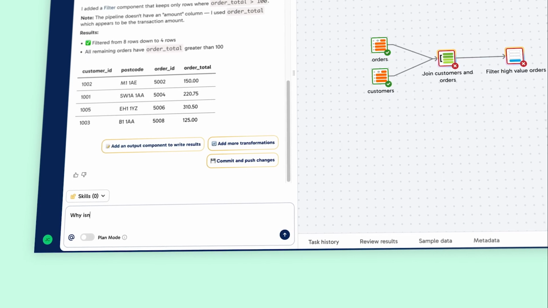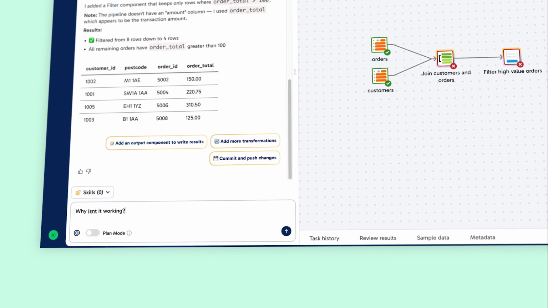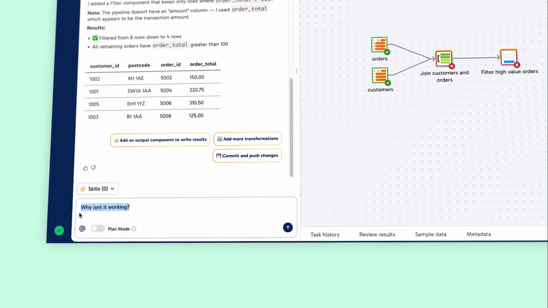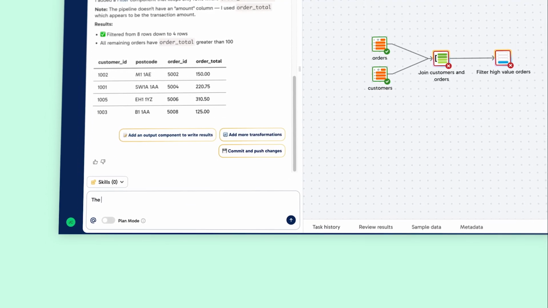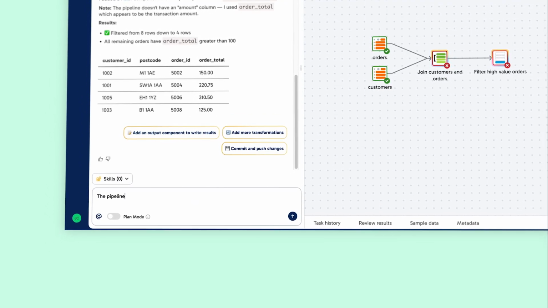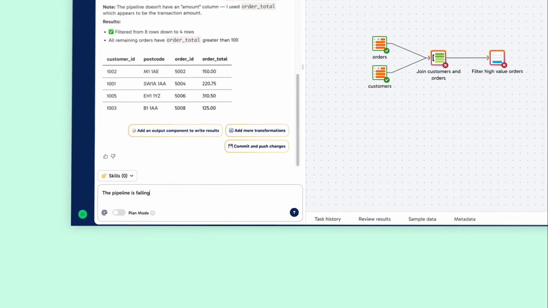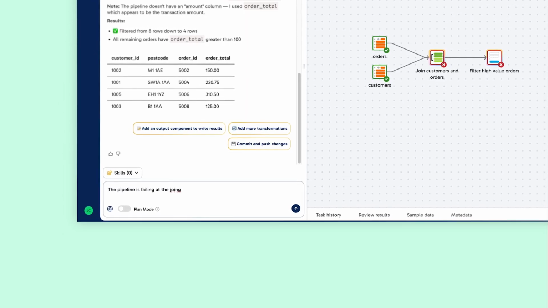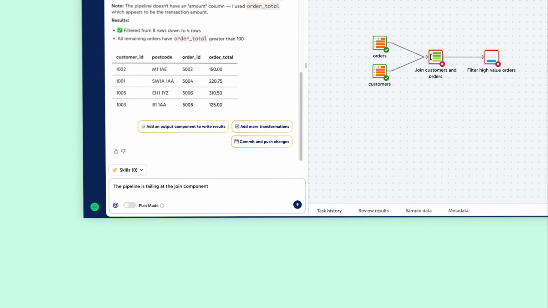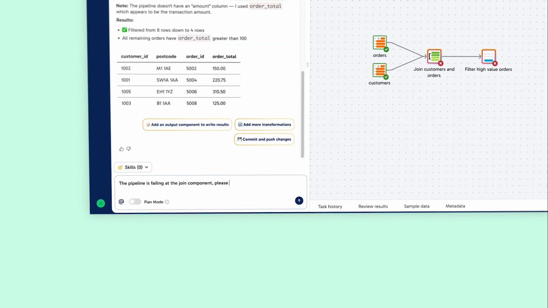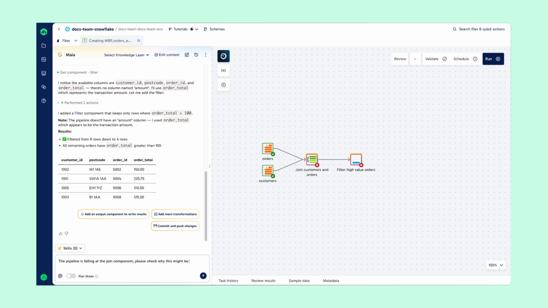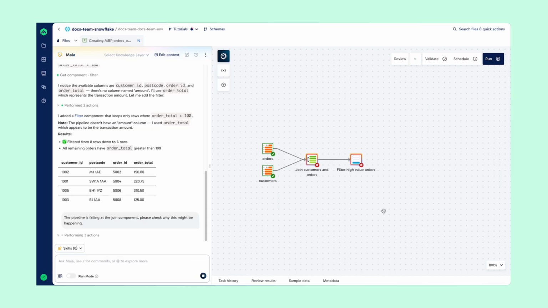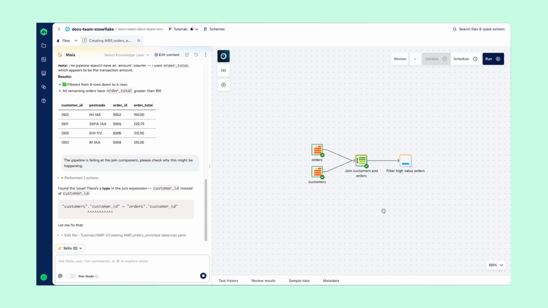In this final example, my pipeline is broken. Asking why isn't it working makes Maia hunt for the problem with no starting point. A more effective prompt could be, the pipeline is failing at the join component. Please check why this might be happening. This gives Maia the pipeline name and the failing component, so it can diagnose faster and suggest targeted fixes.